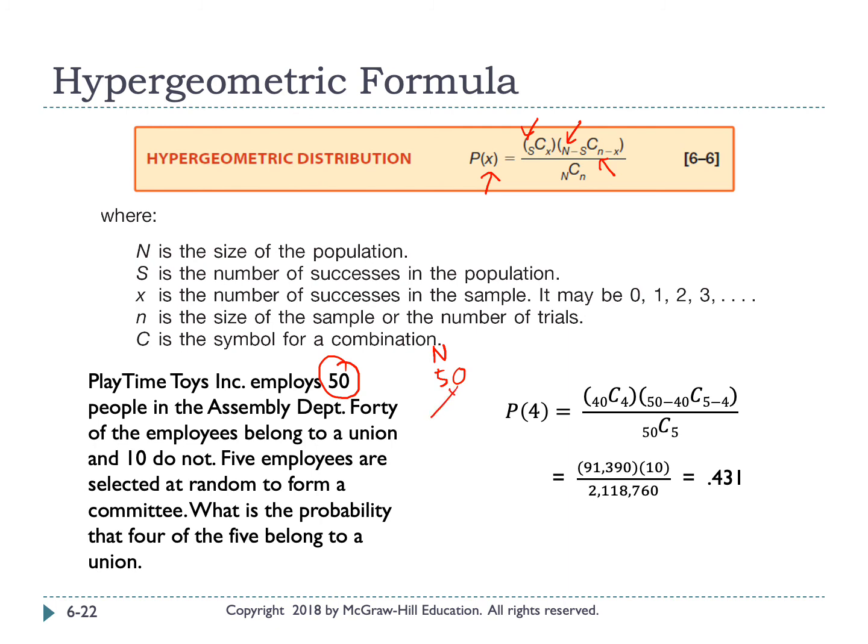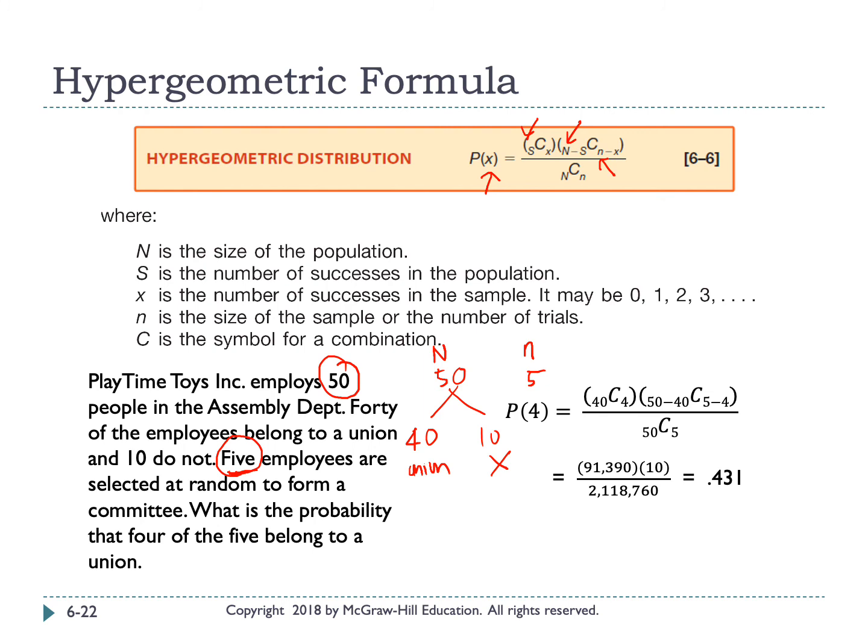Okay, so you have 40 people belong to the union and 10 do not. So it is easy for you to draw a tree diagram so that you can see everything clearly. And what's next? So 5 employees are selected at random. So what is this 5? 5 is your sample because you selected them at random. So sample is your small n. Big N or capital N is your population while small n is your sample.